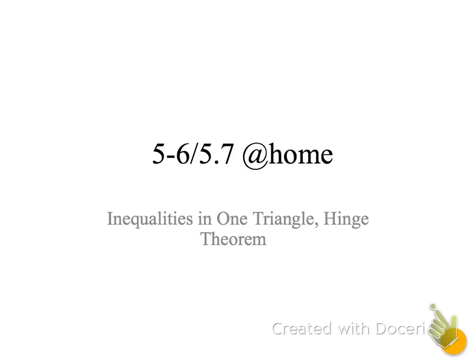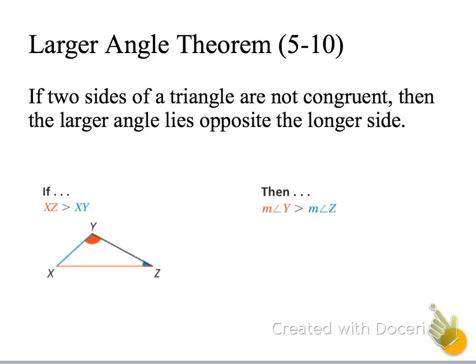So in this video we're going to be talking about inequalities in one triangle and the hinge theorem. So, larger angle theorem. If two sides of a triangle are not congruent, then the larger angle lies opposite the longer side.